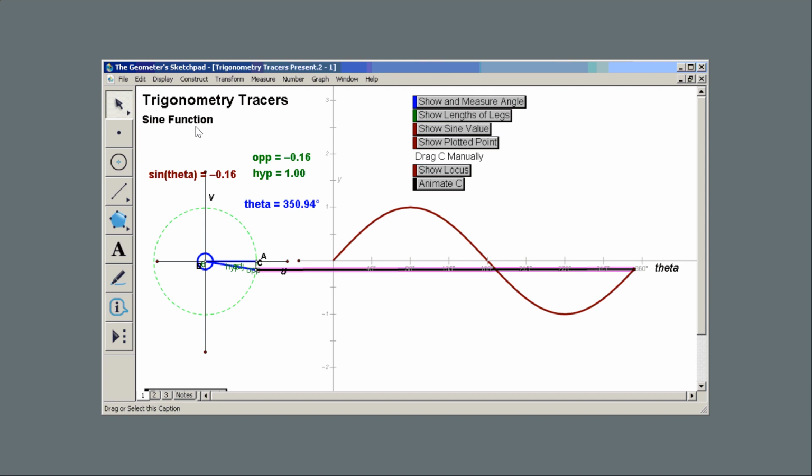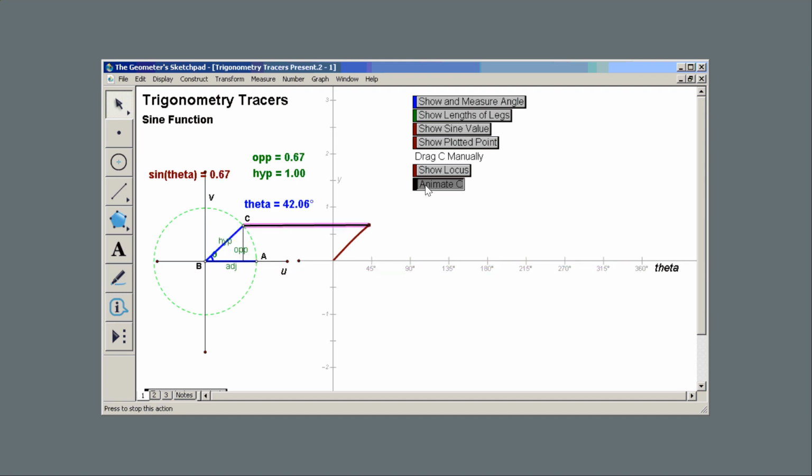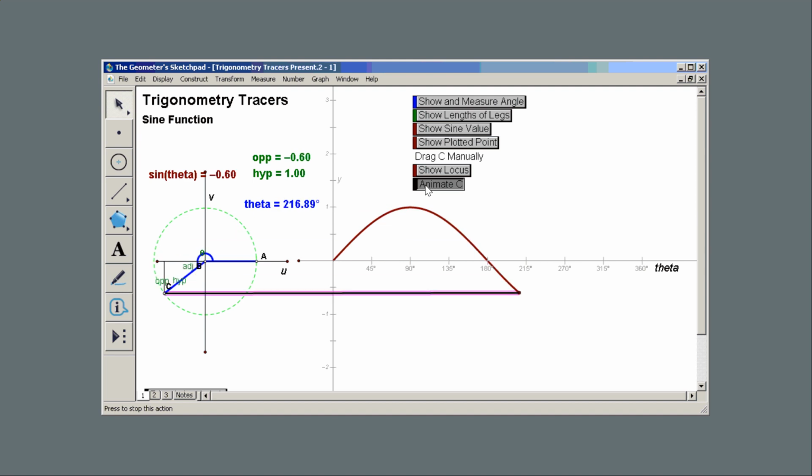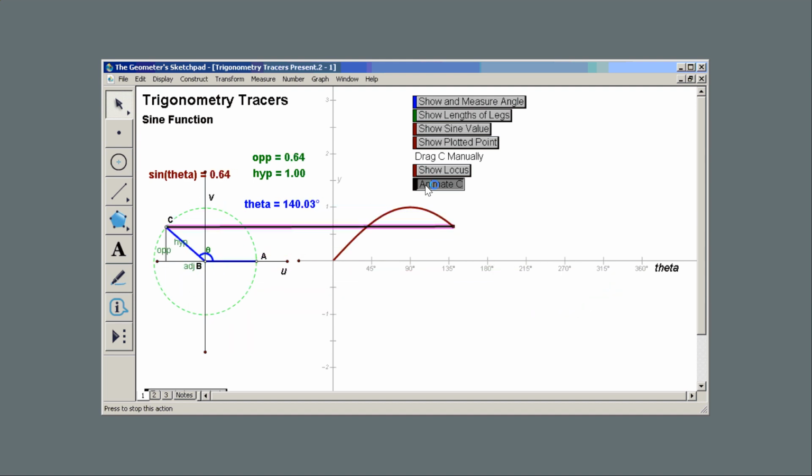If I connect those 2 points, we can see that as I go through all the different angles, those are always at the same height. In other words, that line is always horizontal. So that's kind of cool. And we can see that this is the shape of the sine function.